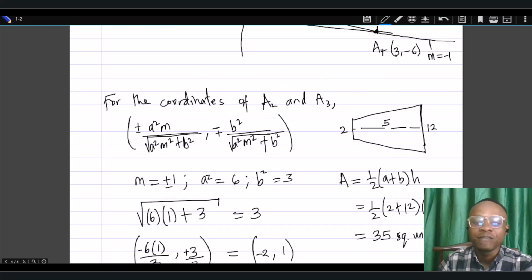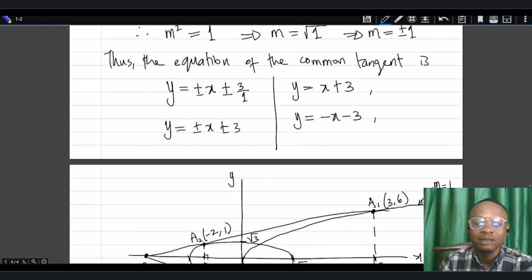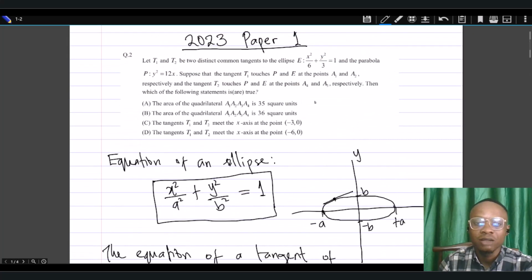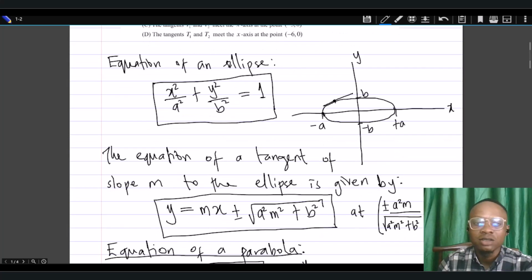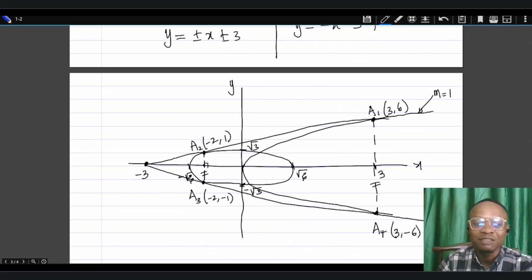So with this, we are good to go. We can now check for the correct option here. The area of the quadrilateral is 35 square units. That is true. And it says the area of the quadrilateral A1, A2, A3, A4 is 36 square units. That is false. Okay. So it says the tangents T1 and T2 meet the x-axis at the point minus 3, comma 0. So where do they meet the x-axis? That was the first thing we sorted. This is x is minus 3, of course, and y is 0. So this is minus 3, comma 0.